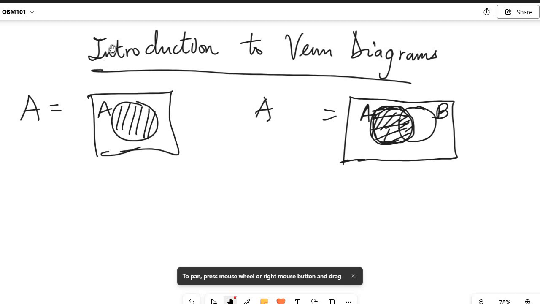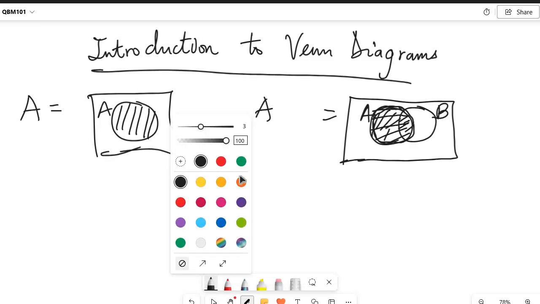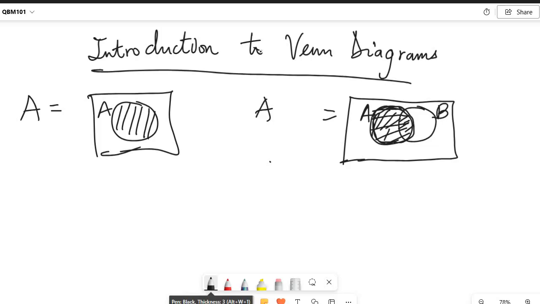Welcome back to Quite Basic Math, and we will continue from where we stopped in the last lesson. We are still on set theory, and we're looking at an introduction to Venn diagrams.